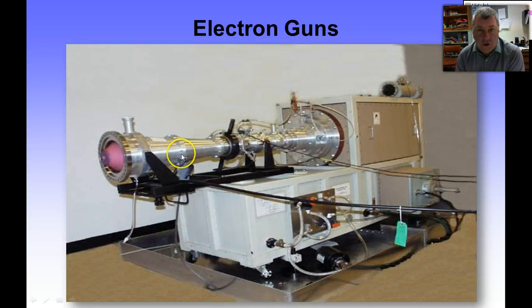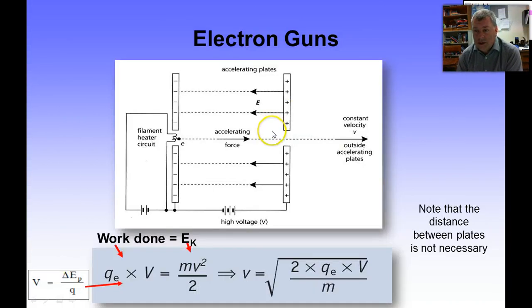Now, back to electron guns. So this is an electron gun. It's quite a large one, and they come as a much smaller size than that. This is an experimental one used for various experiments. Let's have a look. What is an electron gun? Well, this is the schematics of the most simple form of electron gun.